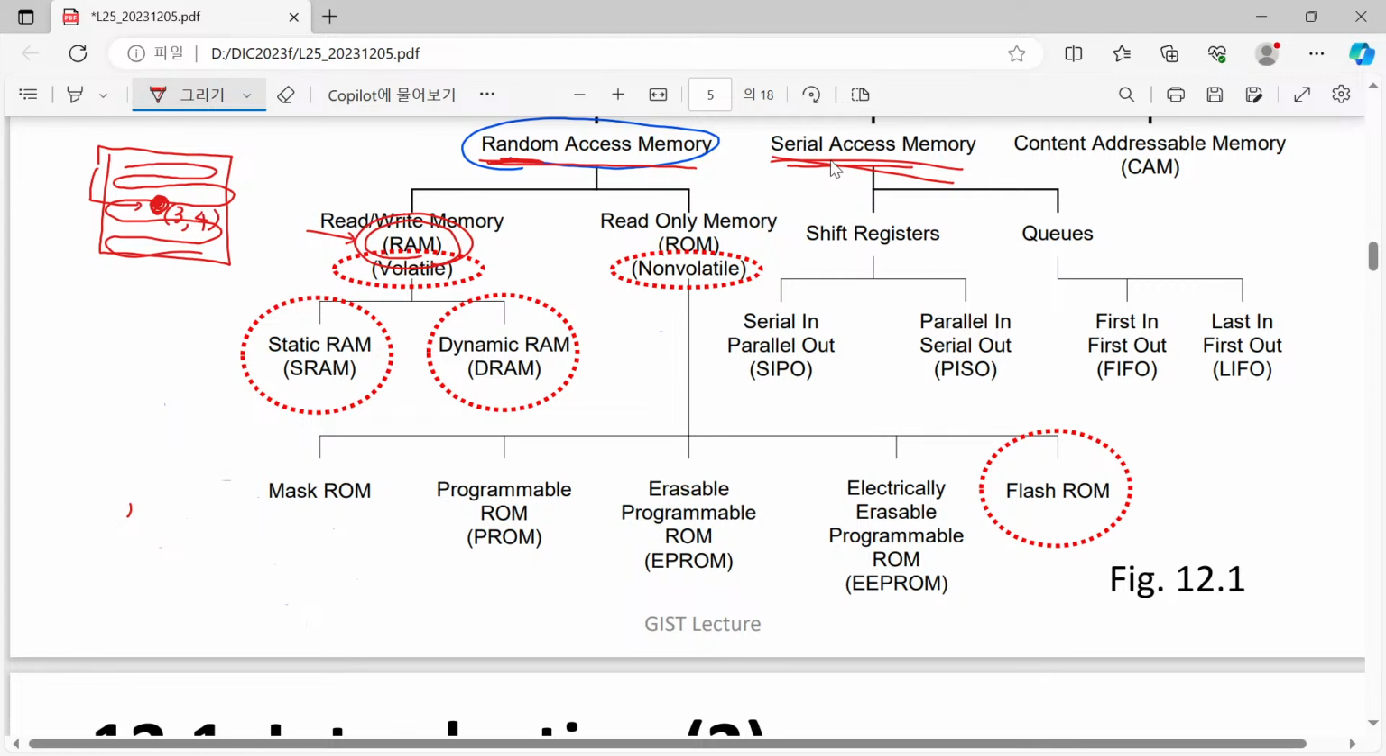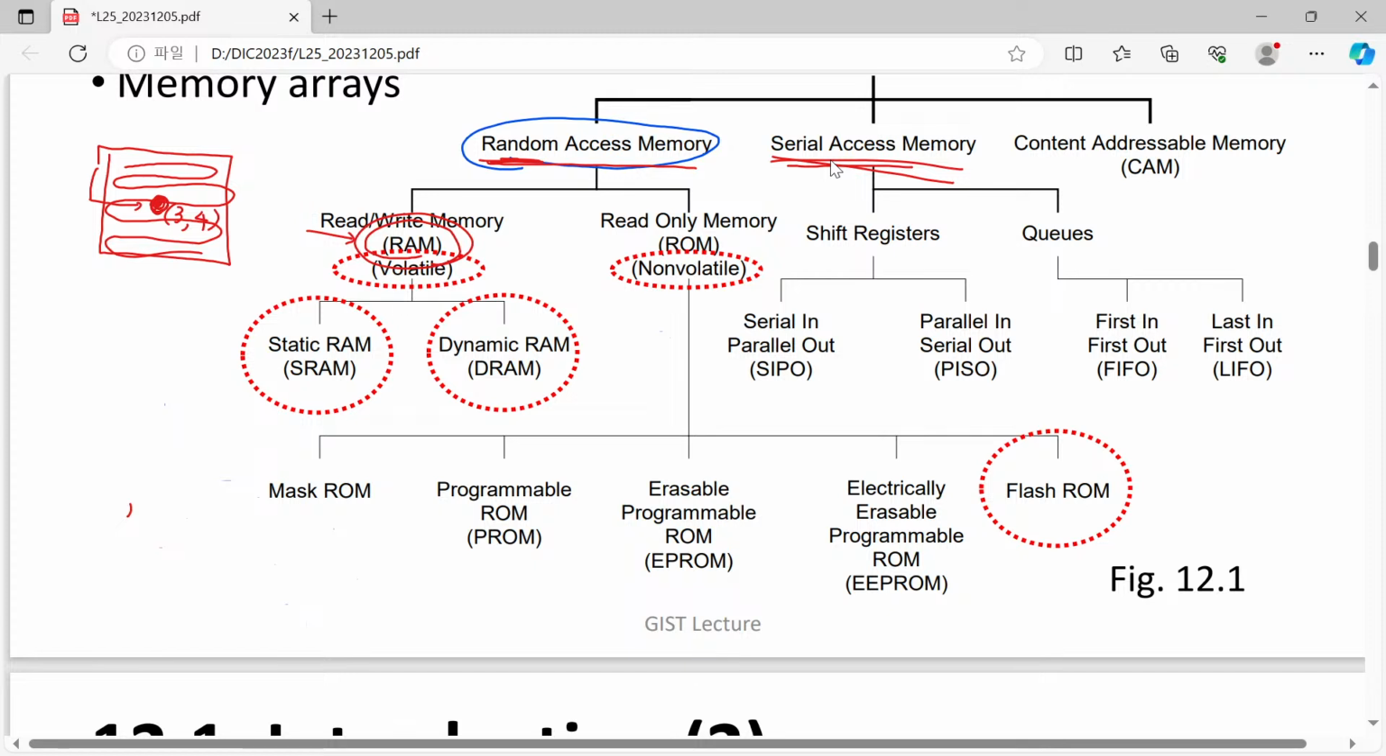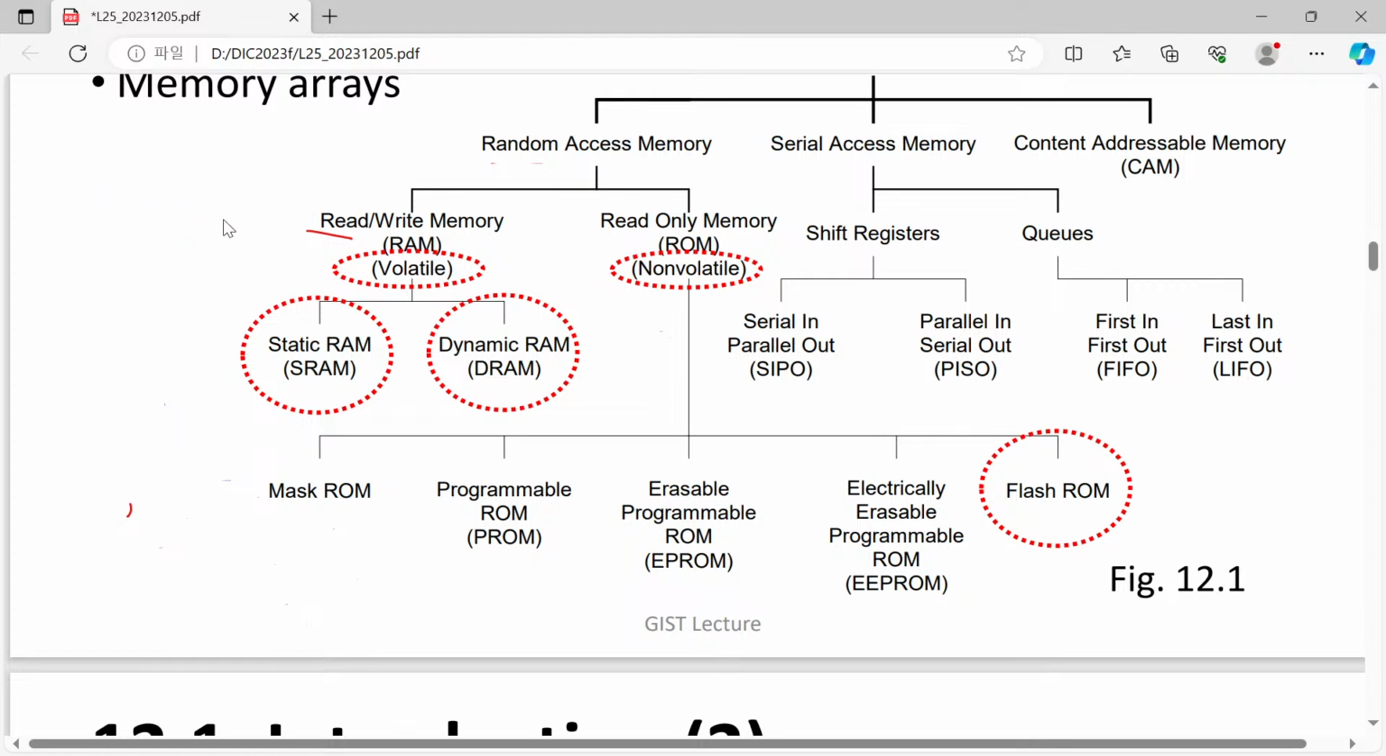So you may be curious why we have such a strange memory which cannot be directly accessed. However, please note that it also has its own advantages, and that is also determined by technological limitation. For example, NAND flash is used very much for your USB stick.